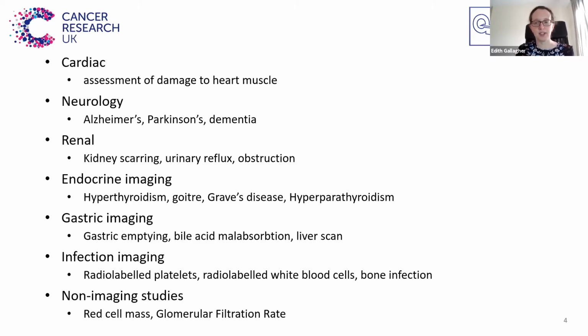This is an example of some of the tests that would be carried out in nuclear medicine departments. As you can see, there is quite a wide range of the body's systems and organs covered. We do have a very small number of studies where we don't image the patient. Instead, we would take blood or urine samples at various time intervals after giving a radiopharmaceutical and measure the amount of radiation in each of the samples.